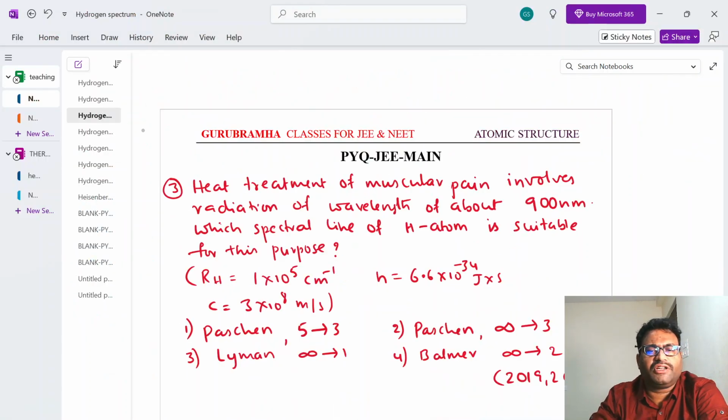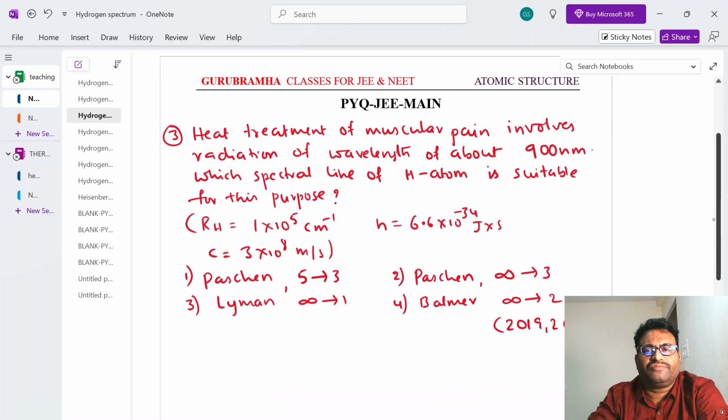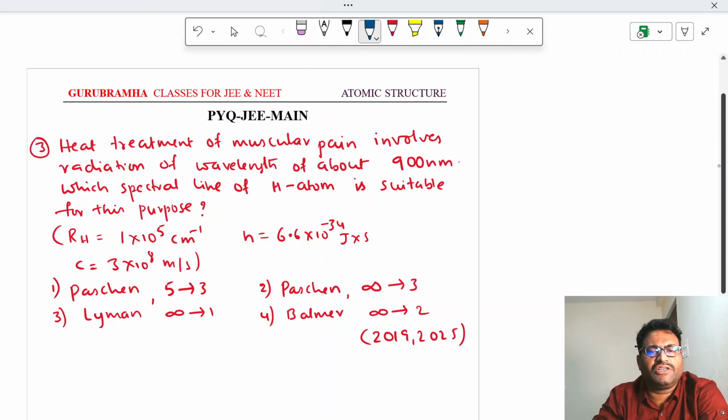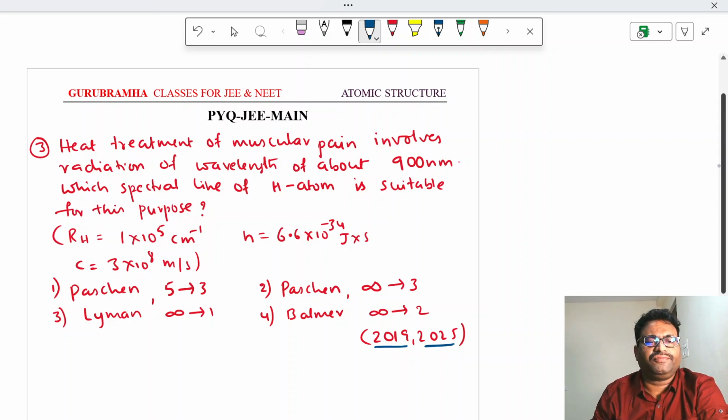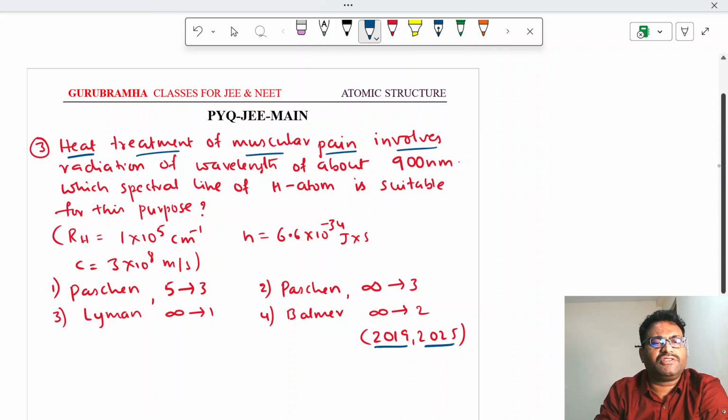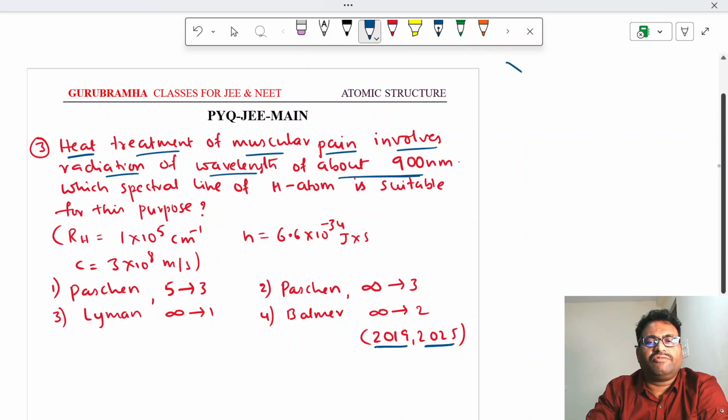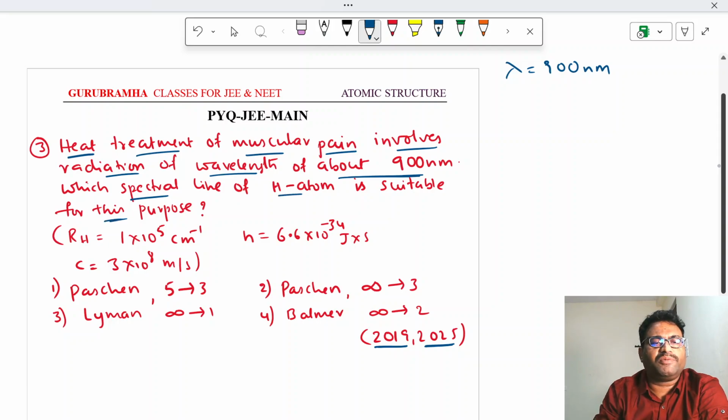Next, coming to another question. This question was asked in 2019 as well as in the very recent examination, 2025. So let us see here. Heat treatment of muscular pain involves radiation of wavelength of about 900 nanometers. So the wavelength is given as 900 nanometers. Which spectral line of the hydrogen atom is suitable for this purpose?